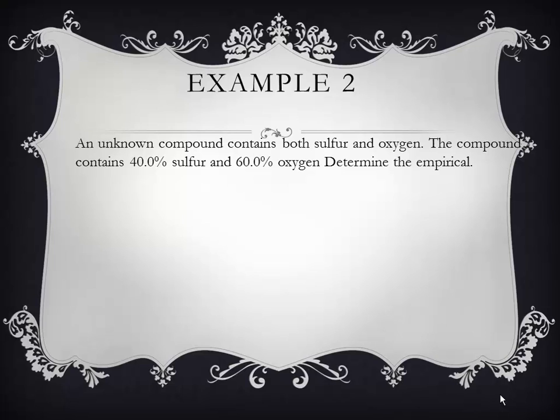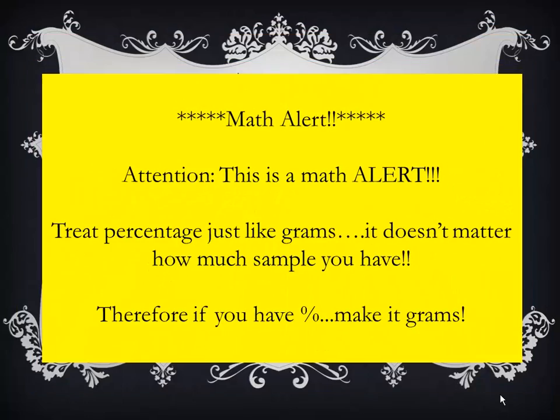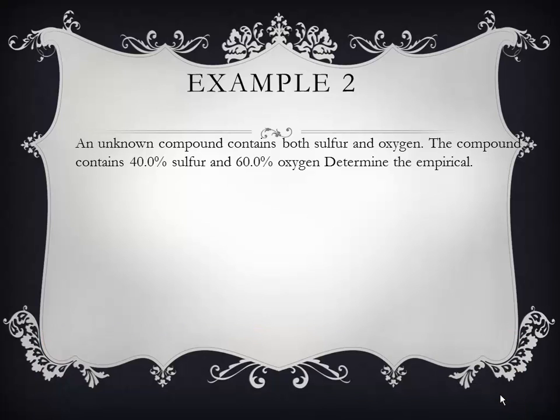Alright, example 2. An unknown substance contains sulfur and oxygen. Okay, 40% sulfur and 60% oxygen. Determine the empirical formula. Whoa, math alert, math alert. So we have percentage, not grams, but it doesn't matter. You use the percent just like you use grams. So just assume you have 100 grams, so whatever percent you have, make it grams. So if you have 40% sulfur, you have 40 grams of sulfur. 60% oxygen, 60 grams of oxygen.